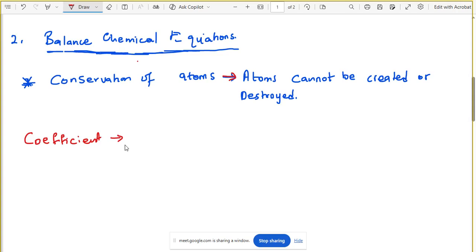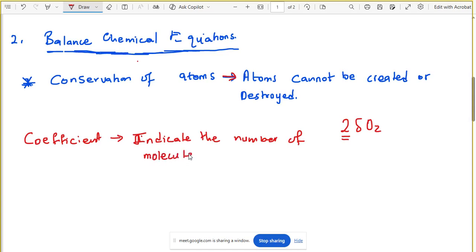If you look at the coefficient, if I write 2SO2, the 2 in front, that's your coefficient, right? So the coefficient, okay, let's write it down. It indicates the number of molecules. Are you following?